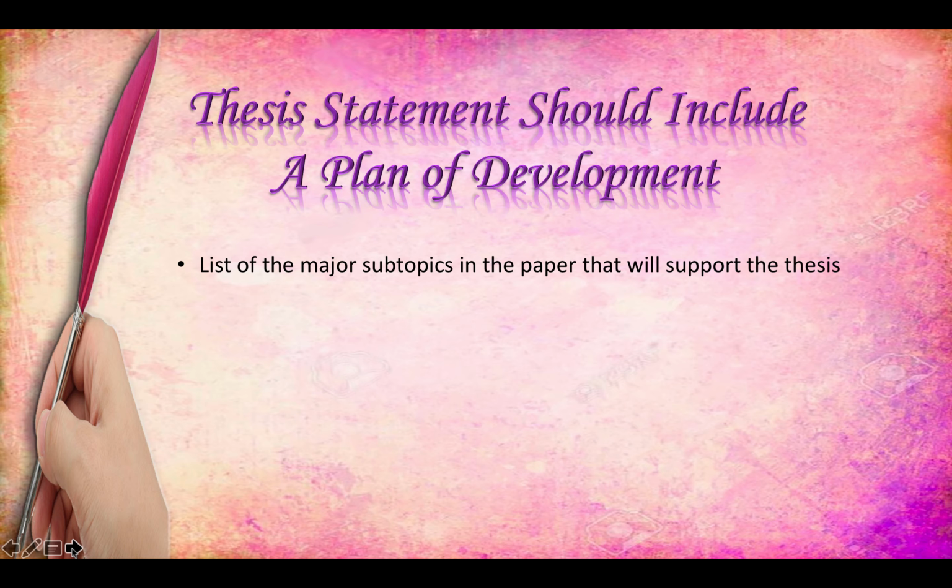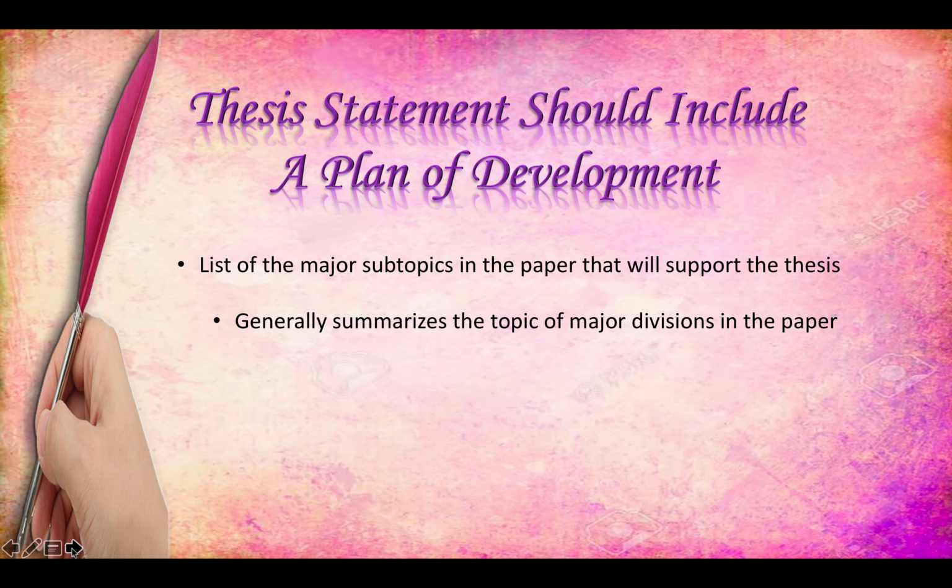Now, the second part of a strong thesis statement will include a plan of development. The plan of development is a list of the main points that the paper will make about the topic. Returning to our earlier example, which I advised you to write down, cats and dogs are different in size, elimination habits, and trainability. The plan of development is size, elimination habits, and trainability. This statement tells readers that those are the main points about cats and dogs that the paper will discuss.